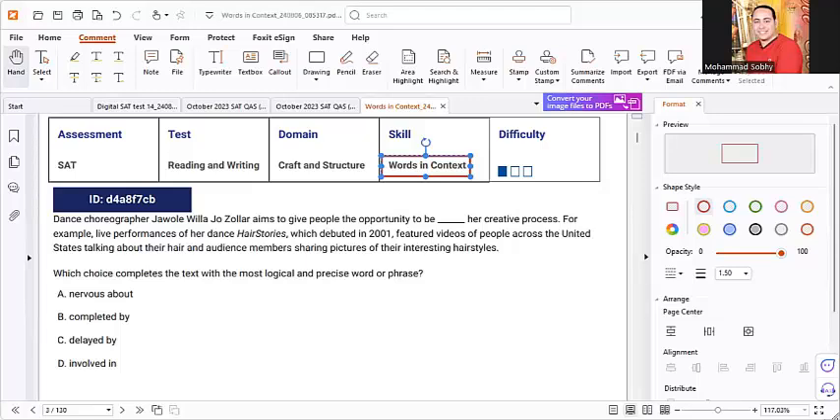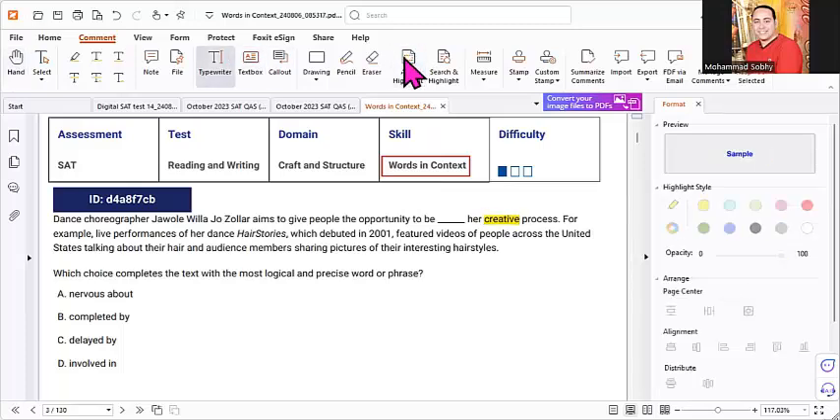Which one do you think is the best? Involved in, D. Excellent, it's D, you got it. So here, Joel Willa aims to give people the opportunity to be dash in her creative process. So nobody will join, or aims at making people nervous about her process. And the word creative, boys and girls, you need to make analysis. This word is positive. So here we have a positive meaning.